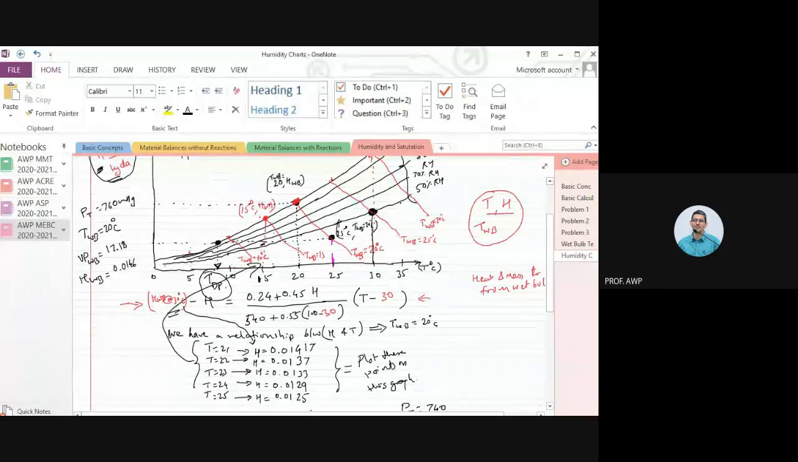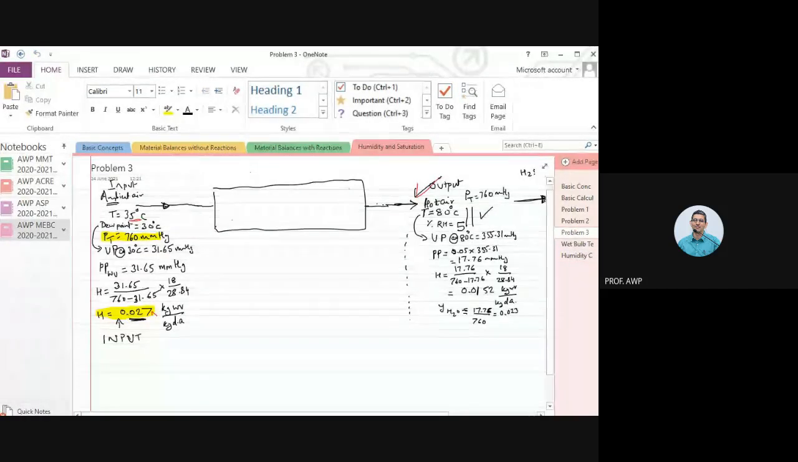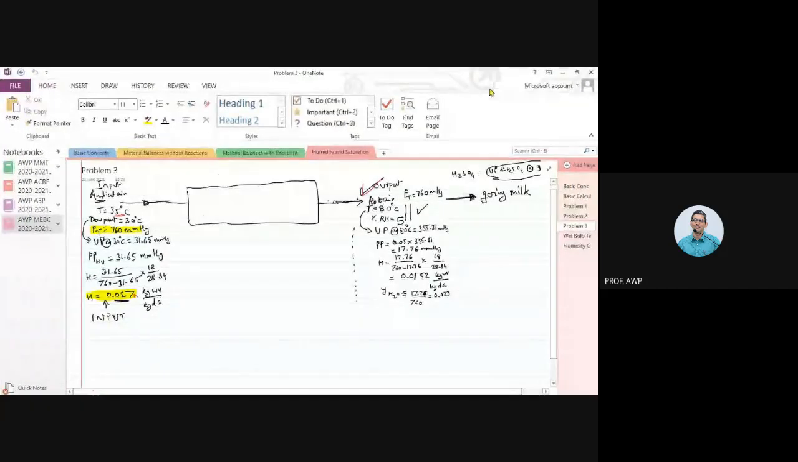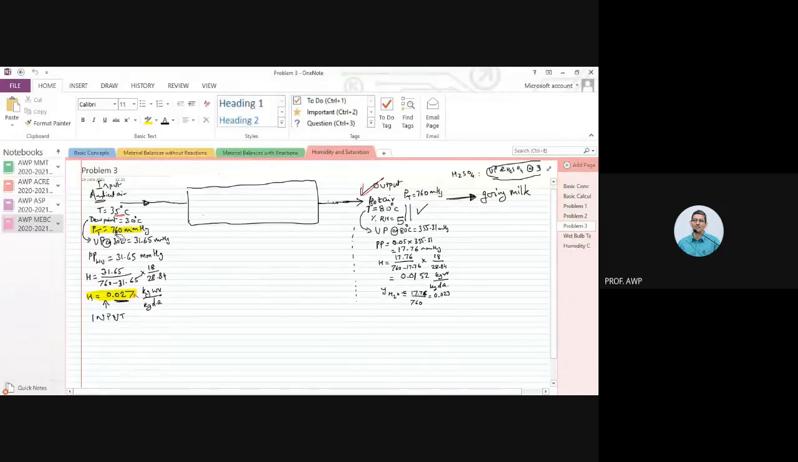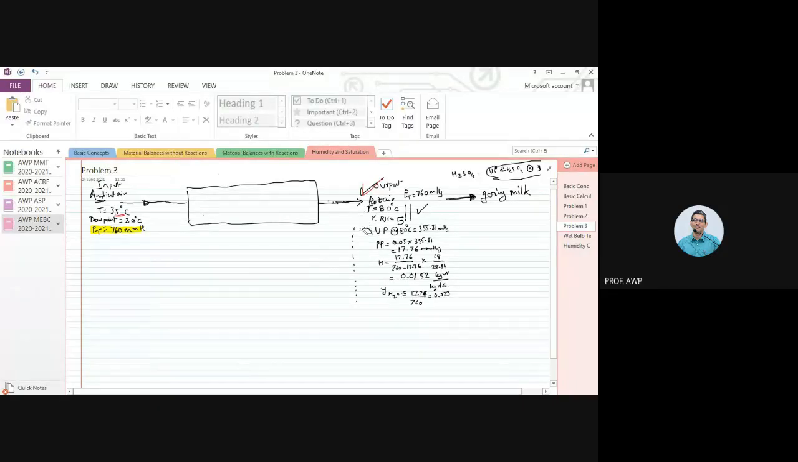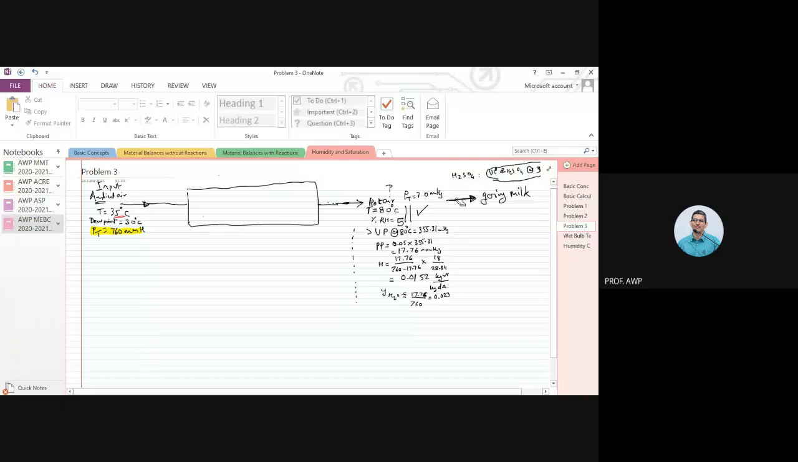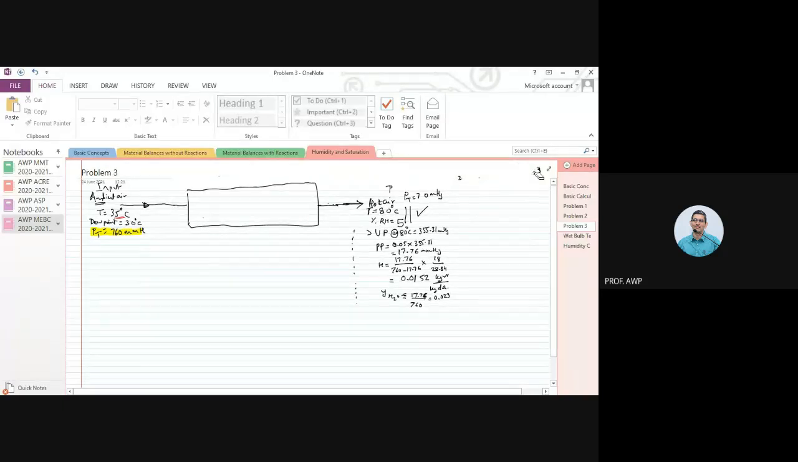What we'll do today is a couple of problems that we did last time or in the previous classes, using the humidity chart. For example, we had this problem. We had input ambient air at 35 degrees centigrade, dew point at 30 degrees centigrade, and total pressure was 760 mm Hg. We wanted to heat up this air to a temperature of 80 degrees centigrade. Total pressure was 760, and percent RH was 5, right?